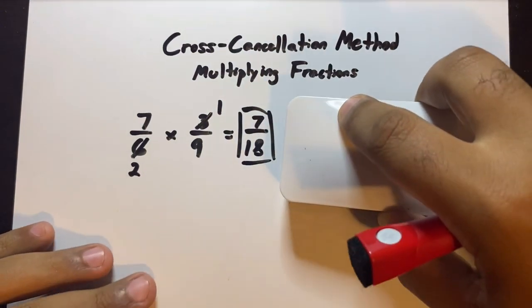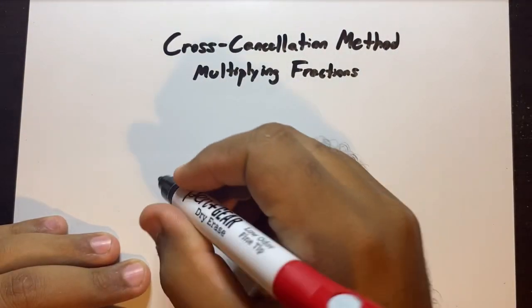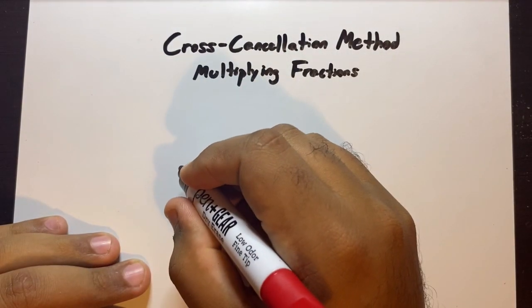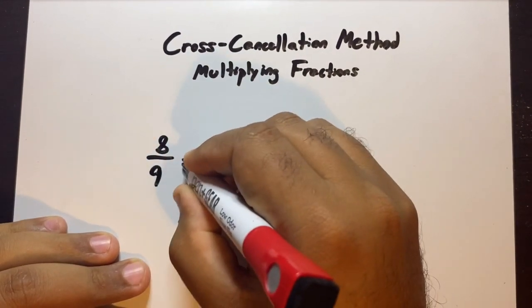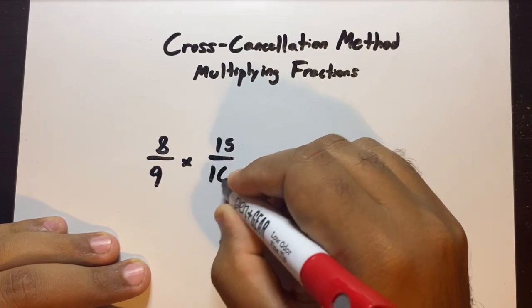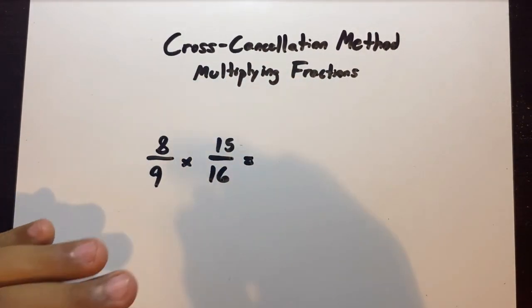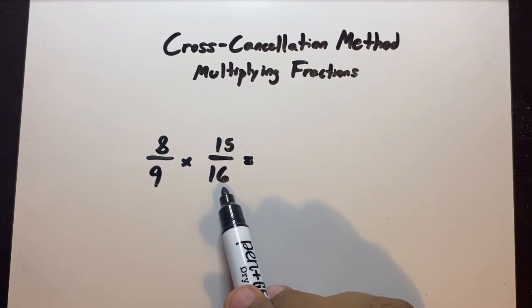Now let's try another one, just to see if you guys get the idea. Let's do 8 over 9 times 15 over 16. There we go. That's what I meant to put, I promise. Now, when you look at this, we have to figure out what numbers can go inside each number. Let's take a look at the number 8 and the number 16.